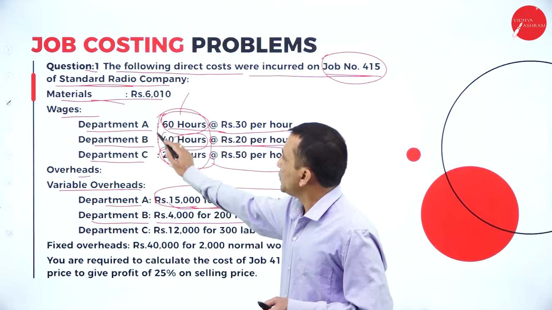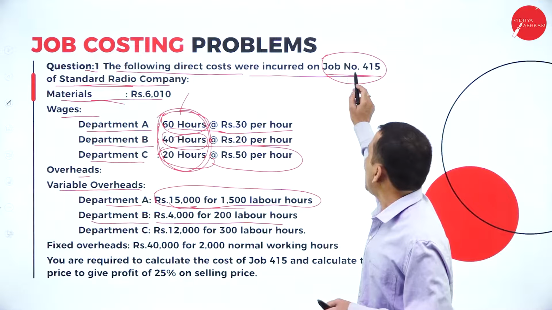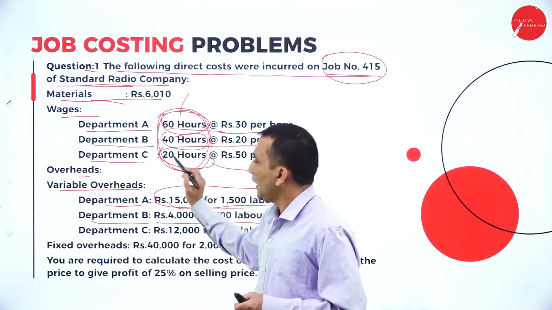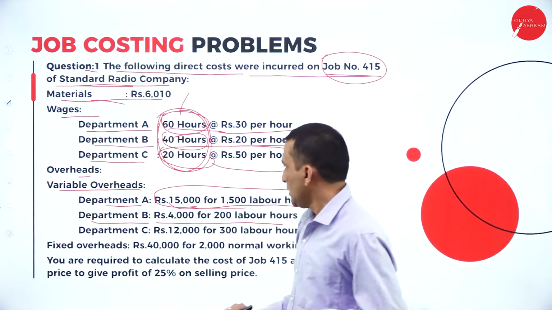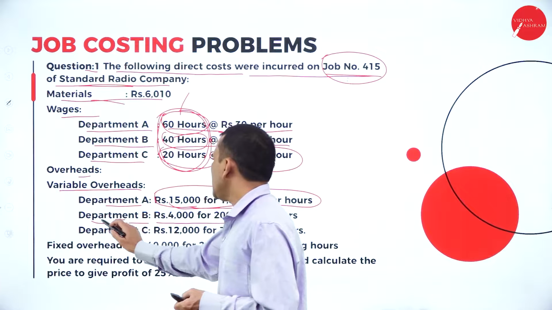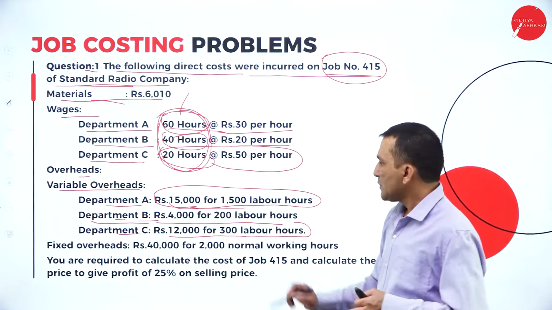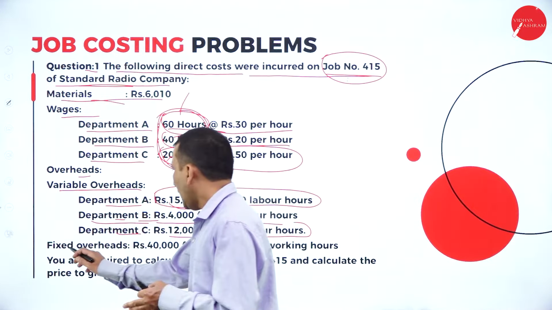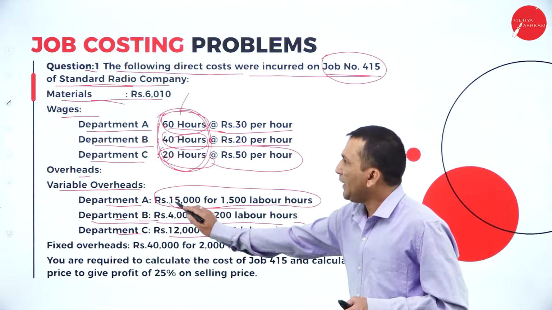But according to this individual job, job number 415, only 60, 40 and 20 are the normal working hours. We don't want the complete working hours. Here department C is 12,000 for 300 labor hours. Again we will depend only on 20, and this information is given to find out the rate.